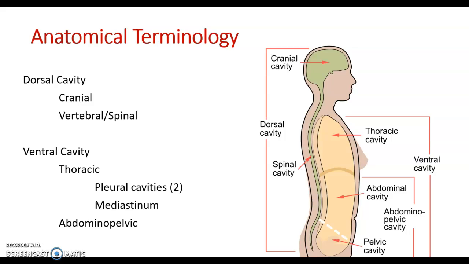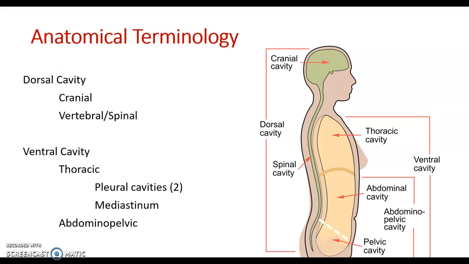When we are referencing parts of the body, we talk about them in terms of which body cavity they're found in. The dorsal cavity refers to the dorsal or back part of the body. The cranial cavity, which houses the brain, and the vertebral or spinal cavity, which houses the spinal cord, are both found within the dorsal cavity. The dorsal cavity is continuous, which means that there's nothing separating one part of the cavity from another. The brain is directly connected to the spinal cord, so that's continuous.